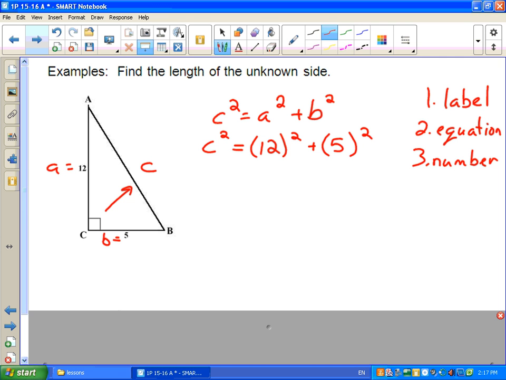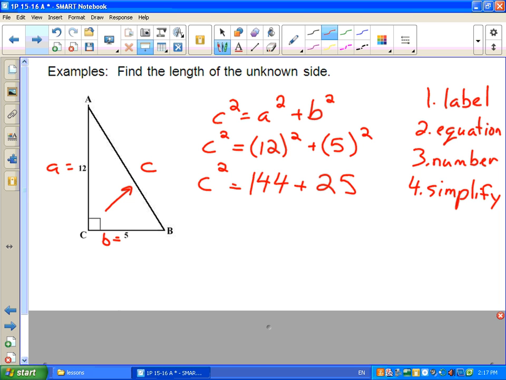Next step, we want to simplify this. So how can we simplify this? Well, we've got 12 squared. Now what does 12 squared mean? It means 12 times 12. So 12 times 12 is 144 plus 5 squared. 5 times 5 is 25. And we still have the C squared over here.